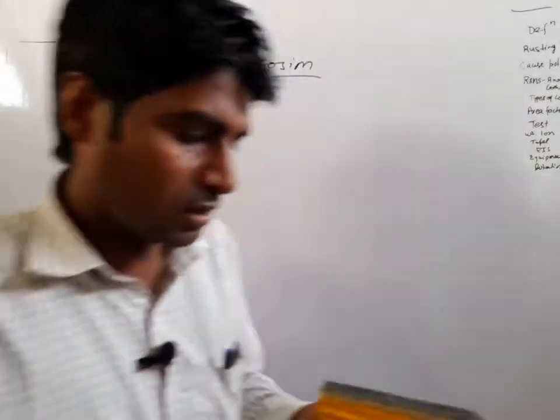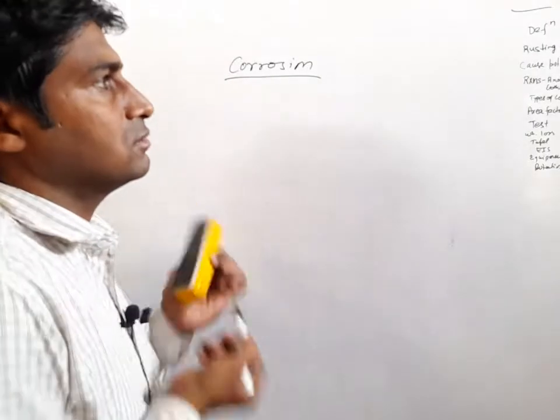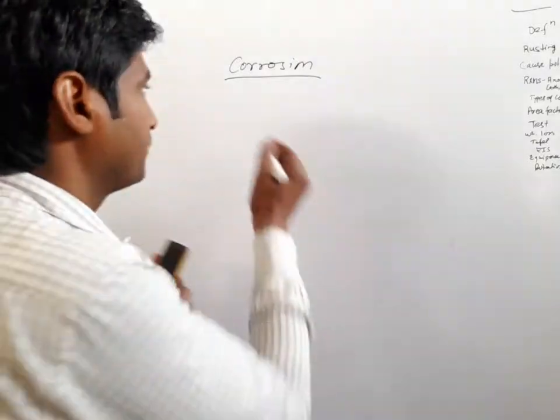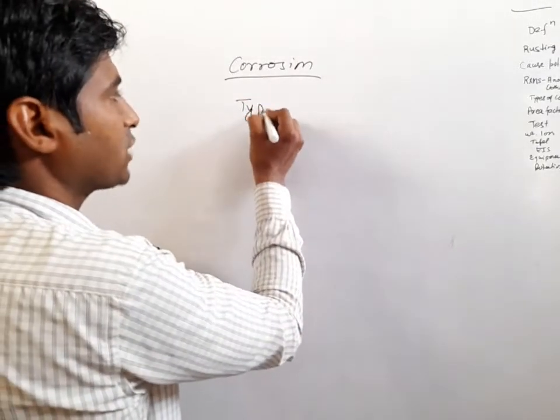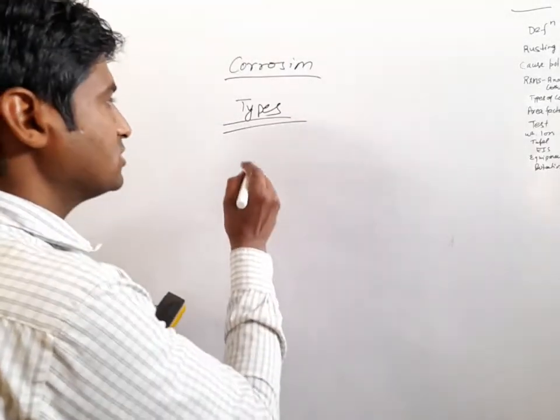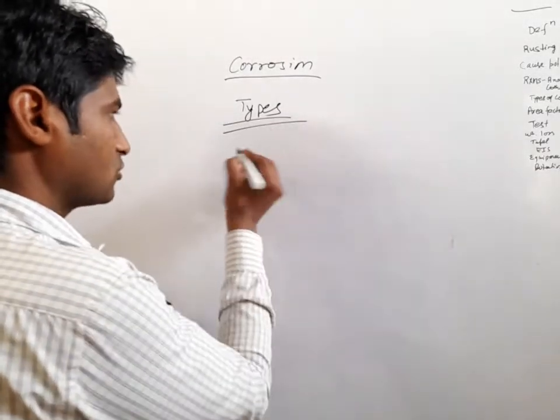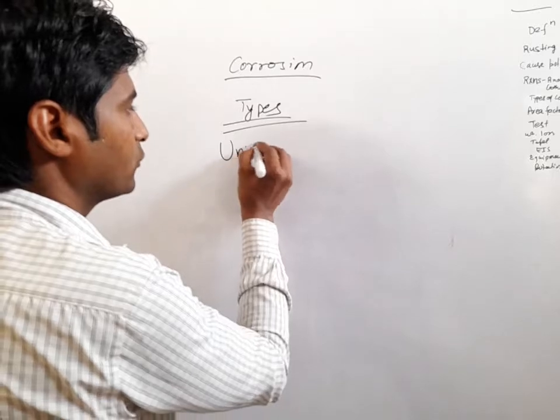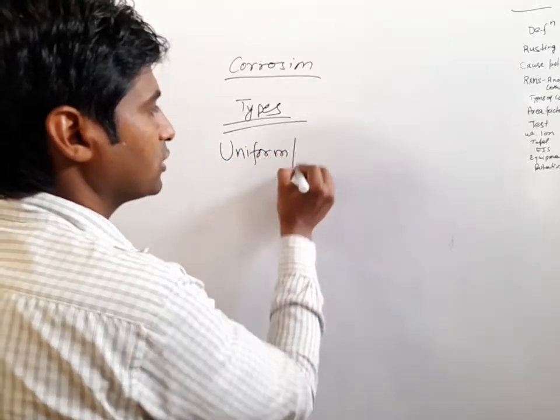Next, there are many types of corrosion. Now I will discuss the types of corrosion. One very common type is uniform or general corrosion.